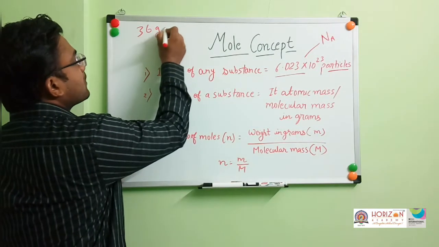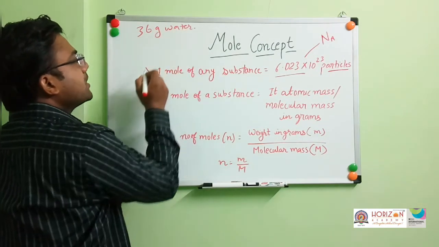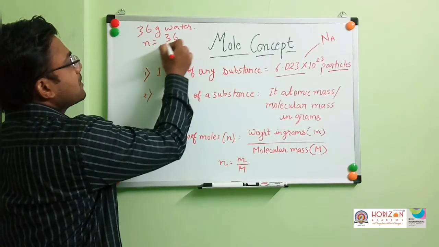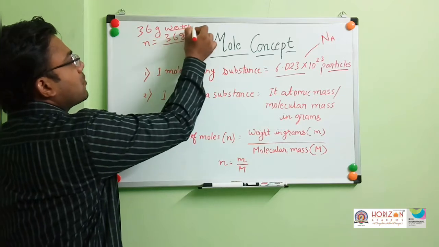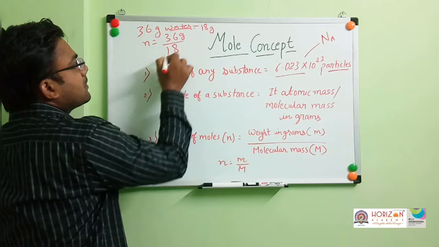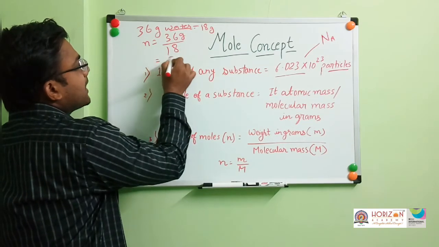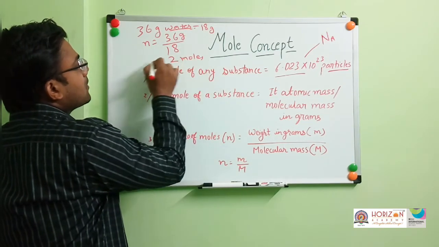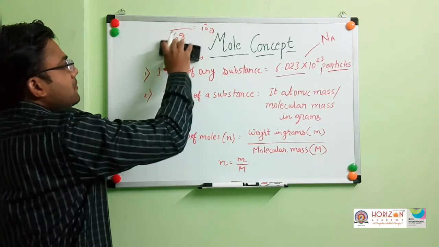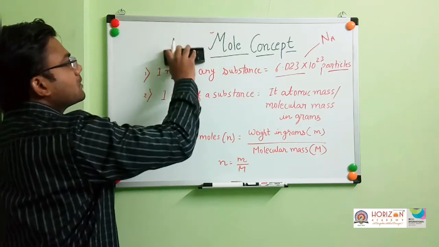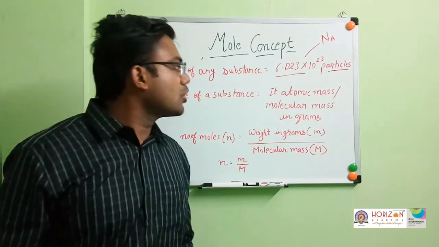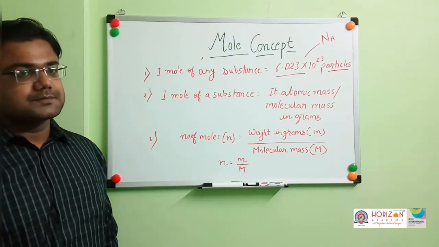if you have 36 gram of water, how many moles are there in 36 gram of water? Simply you have to calculate weight in grams, 36, upon the molecular weight of water. One water molecule means what? 18 gram. So here you will get 2 moles. So n is equal to 2 moles. In this way you can calculate the number of moles if weight in grams is given. So this is the basic concept of the mole concept. I hope you have understood up to this.